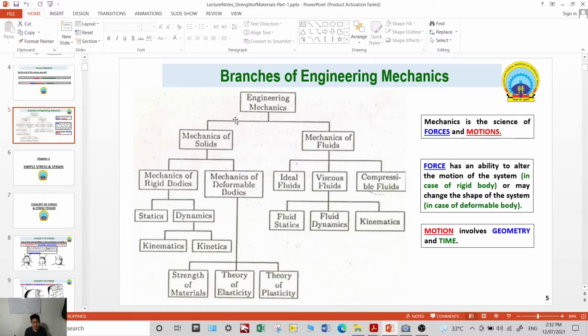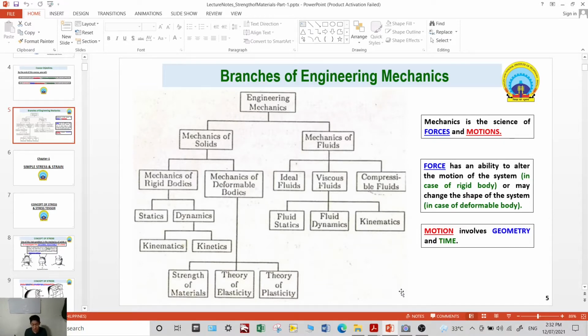And mechanics of fluids is ENS 165. You don't have that yet. This subject will be dealing with fluids, liquids or gases. What is the effect if you apply forces on fluids? That you will study in ENS 165.